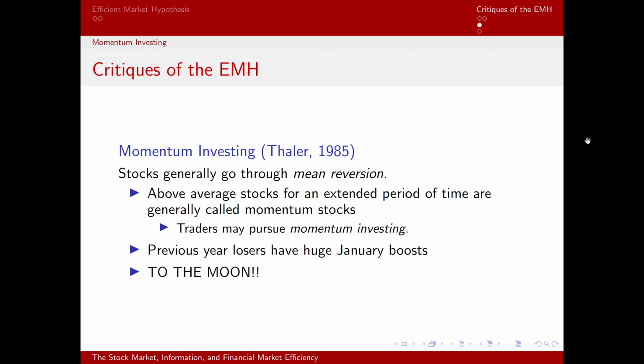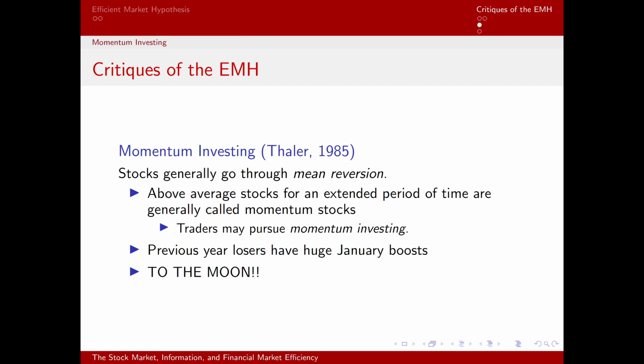But there are some other critiques. One of the big ones comes from Richard Thaler, which talks about momentum investing. So what we see are stocks going through large periods of growth, and then they get what we call mean reversion. And so the idea is that above average stocks stay above average for an extended period of time and get classified as what are called momentum stocks. So, for example, Tesla recently would probably be considered a momentum stock, especially because its operating profit still isn't positive. And so traders, that doesn't mean that you're bad for investing in Tesla. It just means that you're pursuing what's called momentum investing rather than fundamentals investing.